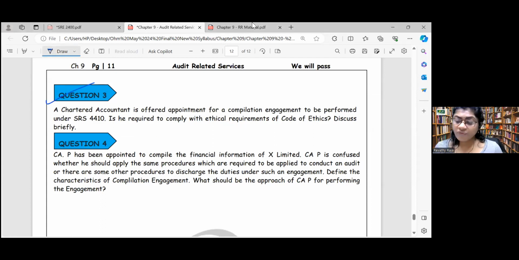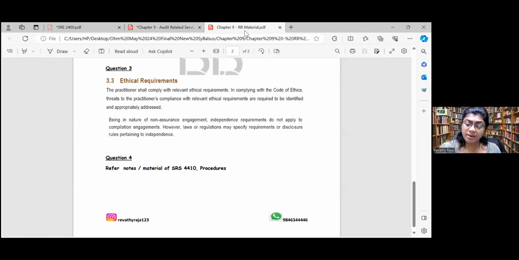A chartered accountant is offered an appointment for a compilation engagement to be performed under SRS. Is he required to comply with the Code of Ethics? Discuss briefly. 4410 is compilation. Even though it is compilation, ethical requirements are mandatory, including the threats. So ICAI has given a key only. The practitioner shall comply with relevant ethical requirements, including threats. Because it is a non-assurance engagement, independence requirements do not apply. So did you see that point?